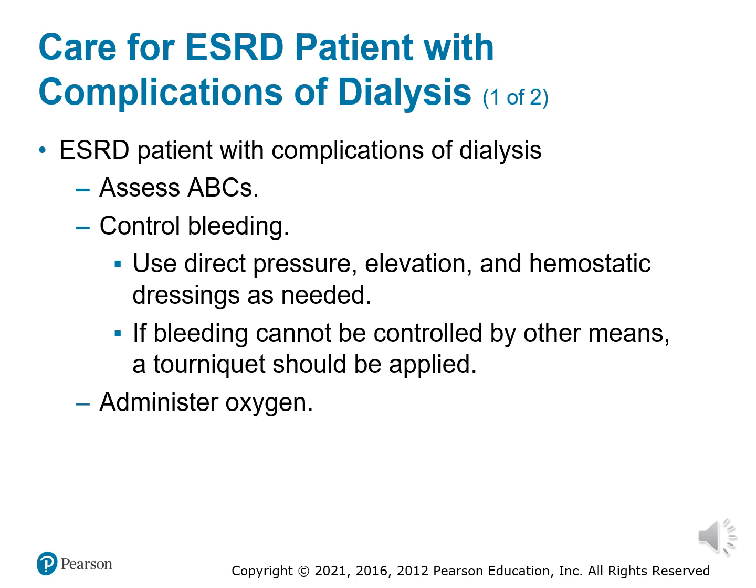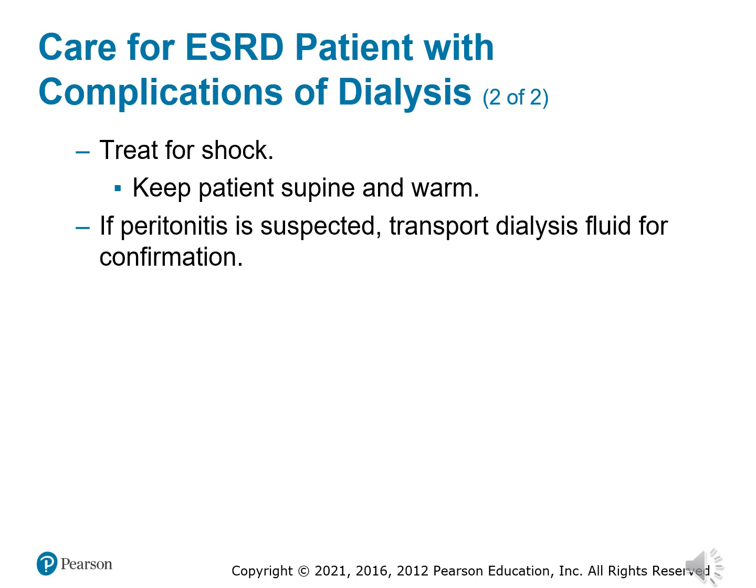So how do you care for ESRD patients with complications of dialysis? First, assess their ABCs, control their bleeding. You want to use direct pressure, elevation, and hemostatic dressings as needed. If the bleeding cannot be controlled by other means, a tourniquet should be applied. And then again, administer oxygen as needed. You want to treat for shock, keep the patient supine and warm, and if peritonitis is suspected, you want to transport dialysis fluid for confirmation.